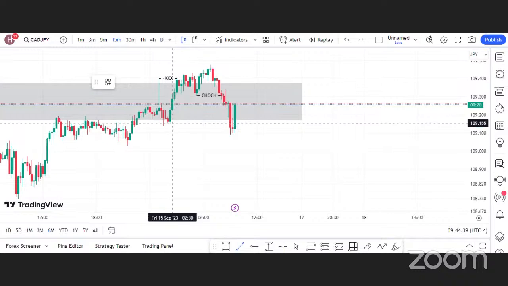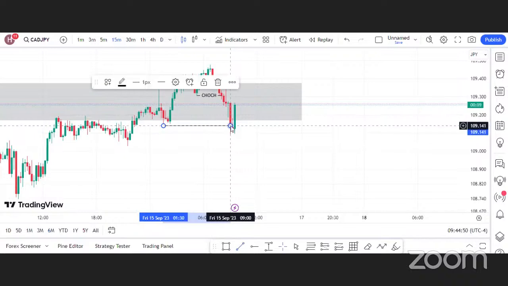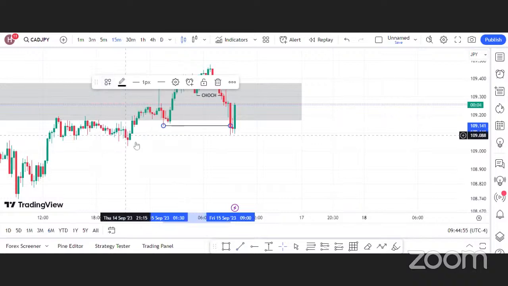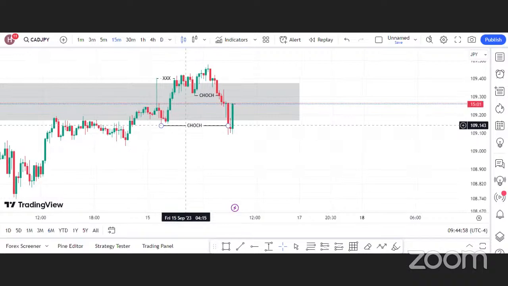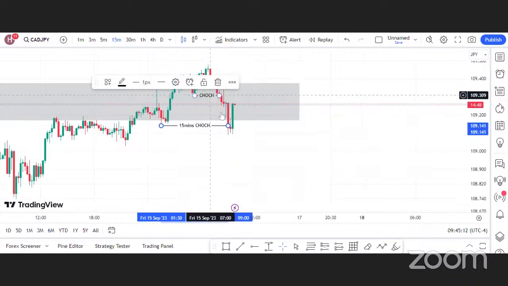I'm sure you are not new to change of character now. When I say change of character, you know what I'm talking about. Change of character means change of market structure, market structure shift. That means the market is planning to make a reversal. So let me name this the 15-minute change of character. This will be the 5-minute change of character.